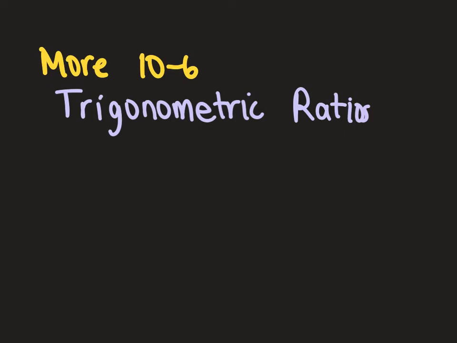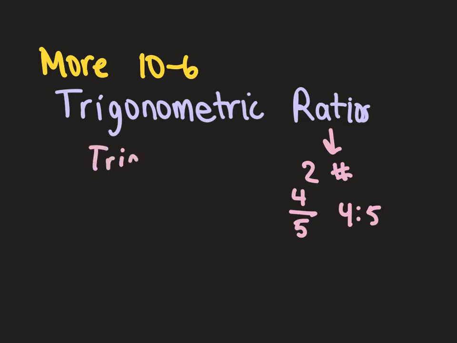Today's lesson is more of 10-6. It's kind of like a special lesson, a special 10-6, and it is called trigonometric ratios. So maybe you know one of those words, ratio. Ratio is when we compare two numbers. So maybe we compare two numbers as a fraction, or we compare two numbers with dots, but we're comparing two numbers. Trigonometric is fancy for triangle.